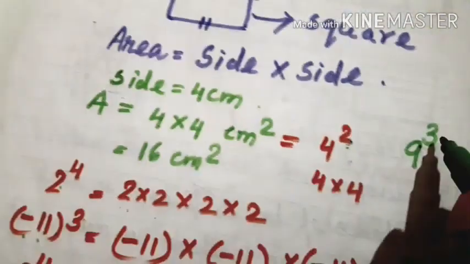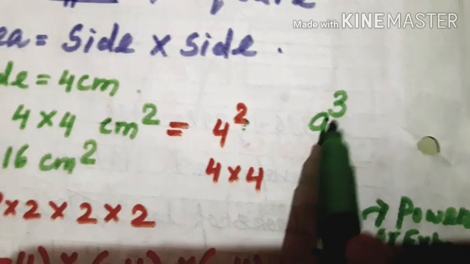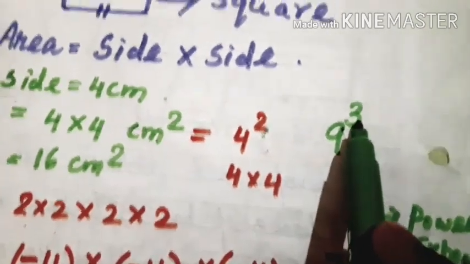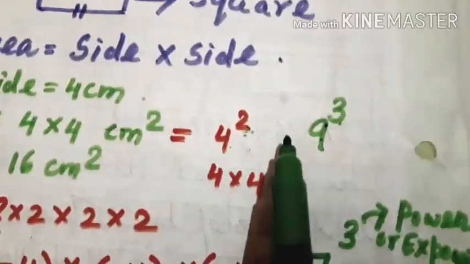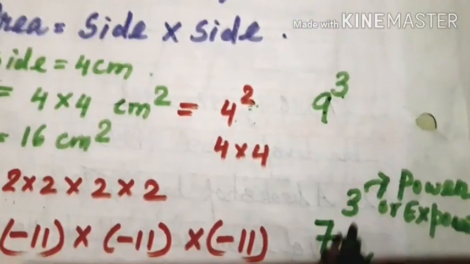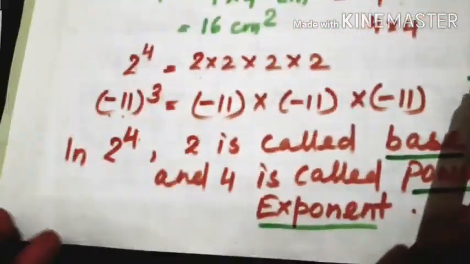If power 3, suppose I write here 9 to the power 3, you can say 9 cube. 4 square, 9 cube. After that, there is no other name. You have to say like this, 7 to the power 3. Here also you can say 7 cube. This is all about the power of integer.